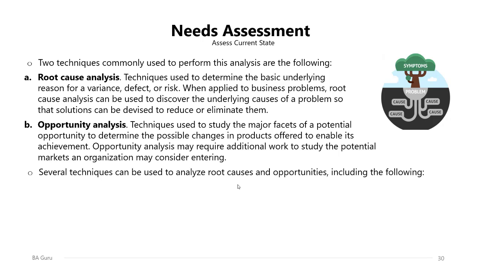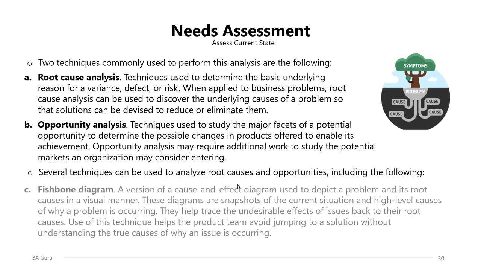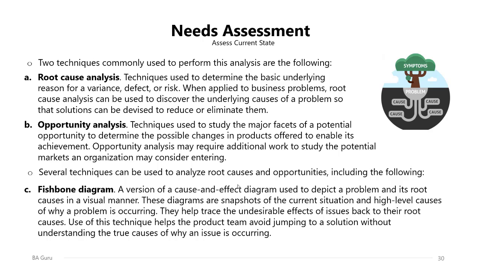Several techniques can be used to analyze root causes and opportunities, including, first of all, the fishbone diagram or the Ishikawa diagram. It's a version of a cause and effect diagram used to depict a problem and its root causes in a visual manner. These diagrams are snapshots of the current situation and high-level causes of why a problem is occurring. They help trace the undesirable effects of issues back to their root causes. Use of this technique helps the product team avoid jumping to a solution without understanding the true causes of why an issue is occurring.